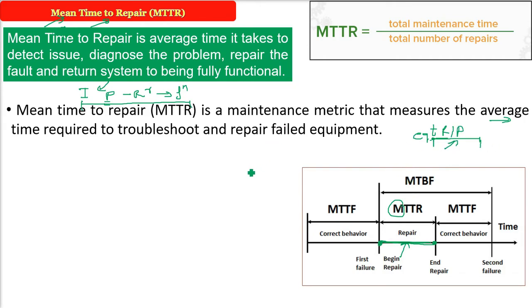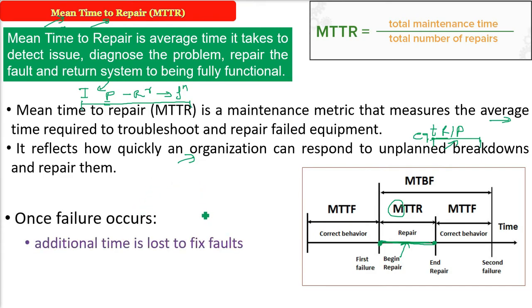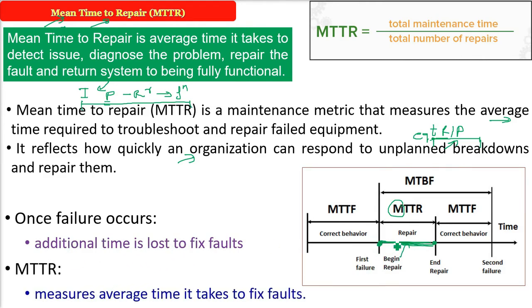This is an indication, for any organization, of how it responds to any kind of unplanned breakdown and repairs it. For example, if there is an electricity problem in your house, it can be from your pole, from your transformer, or from, say, the hydroelectric plant from where it is coming. So the time to repair will be different for different kinds of problems. Once a failure occurs, what are you going to do? There will be additional time to fix the fault. So MTTR is finally the measure that finds the average time it takes to fix the faults.